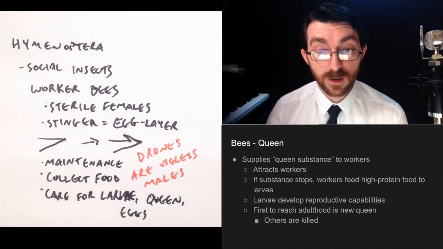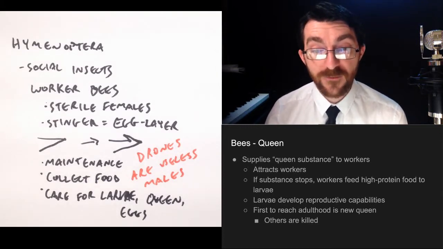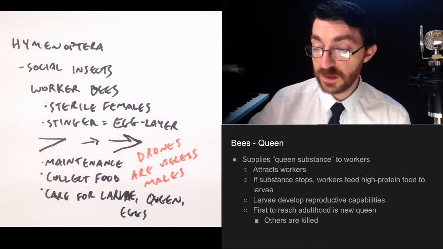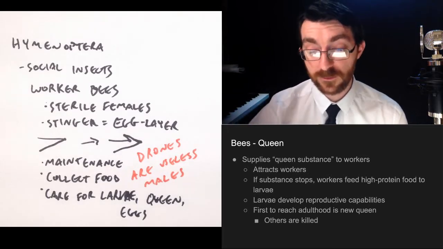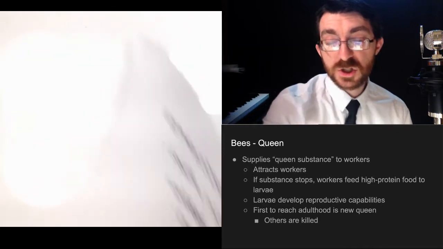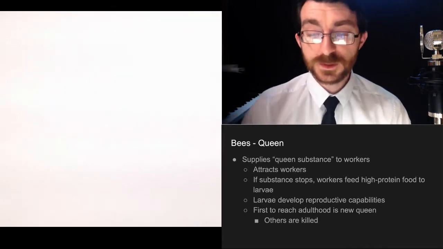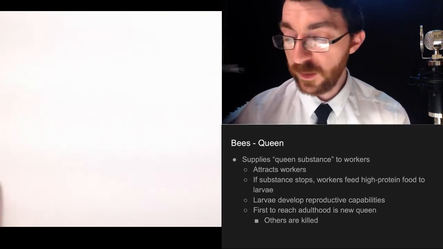So she supplies this substance to workers. It attracts the workers, and if it ends up running out, the workers will feed a high protein food to the larva. So larva will develop reproductive capabilities, and then the first to reach adulthood is a new queen. I think I might have to put this up because that's just too much to leave out in the air. So let me go ahead with this. Here's how this works. Say we got a queen bee.